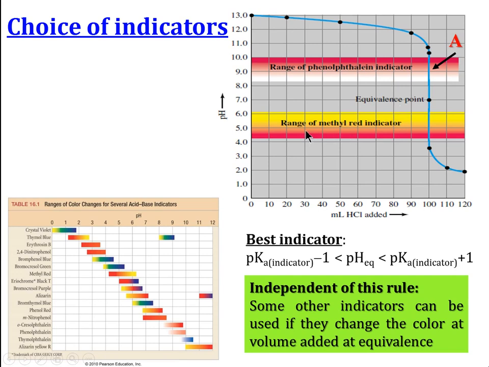In the same way, the methyl red indicator can be used in the titration of a strong base by a strong acid, even though its pH change range is between 4 and 6. Because at point B, which is at the same volume as the equivalence point, the methyl red will change its color and we will detect the equivalence point.